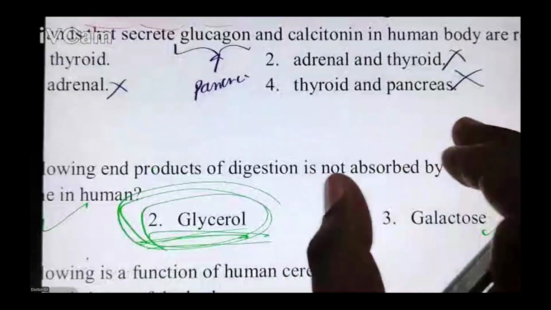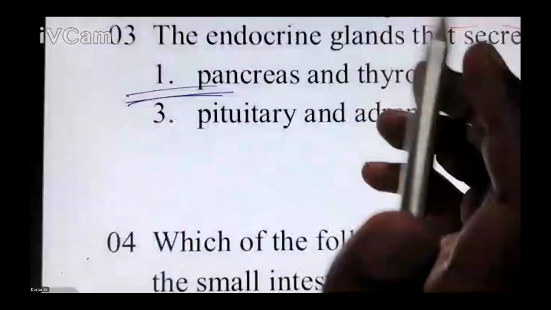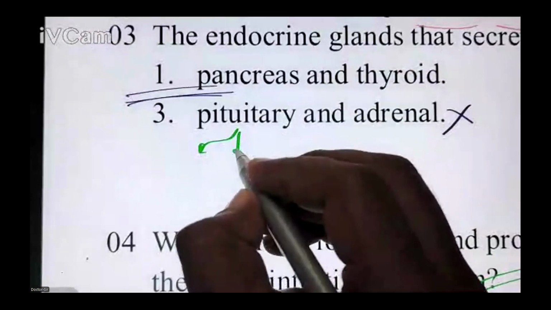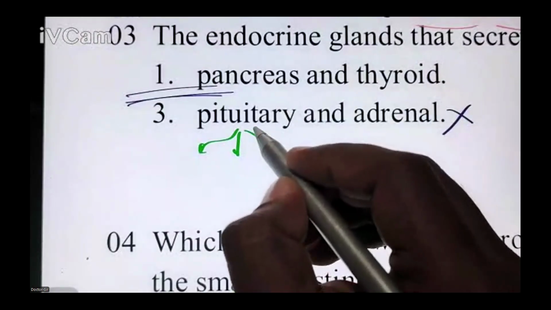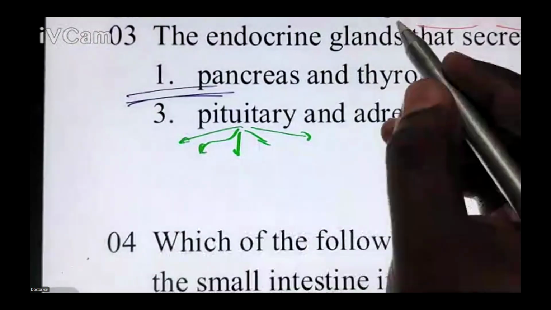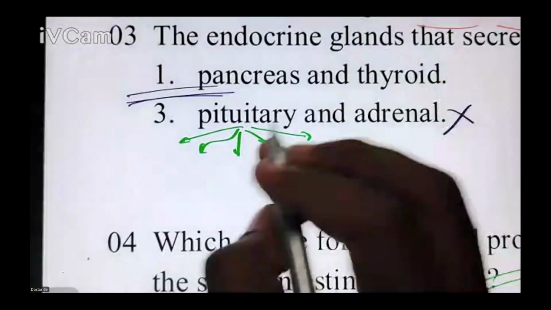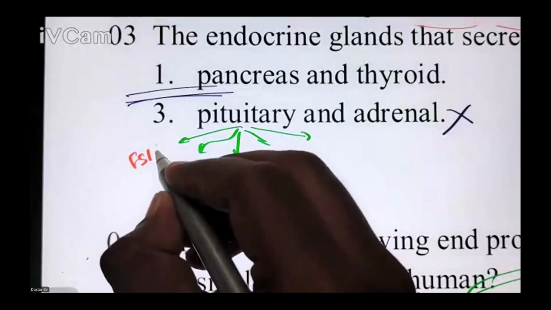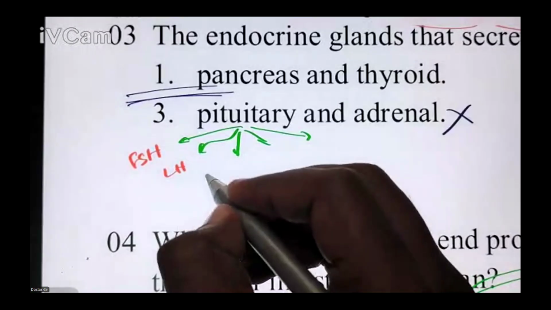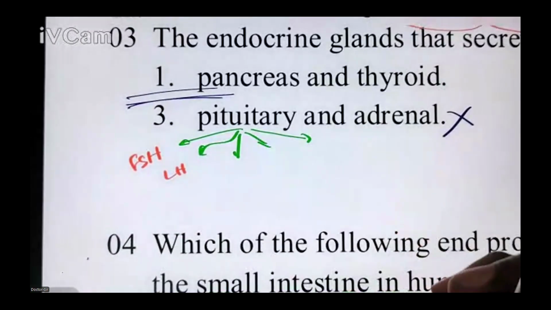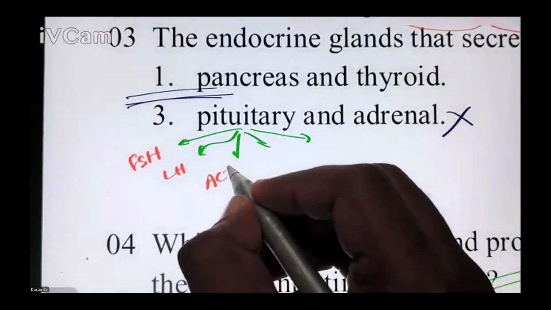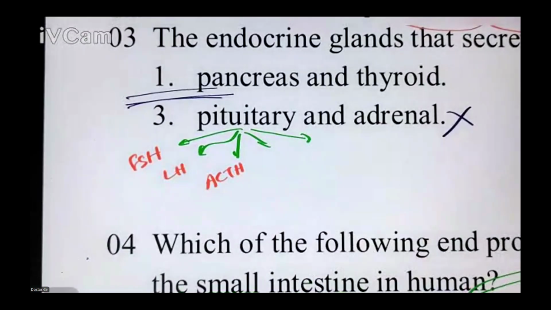Okay, now answer four. Then they ask about the pituitary gland. The pituitary gland secretes so many hormones. Tell me one by one. FSH, LH, ACTH. Then just tell me.